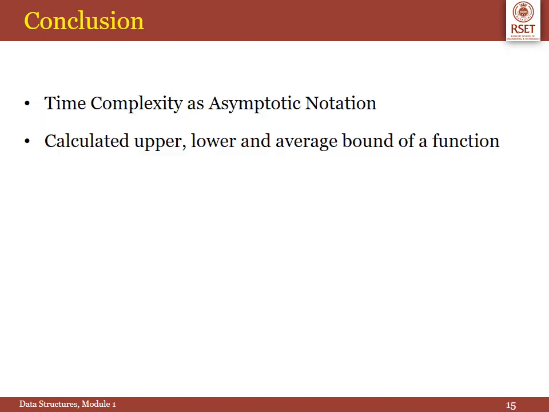In this lecture, we saw how to represent the time complexity of a function in terms of asymptotic notations. We tried to calculate the upper, lower and average bound of a function in terms of big O, big omega and big theta value respectively.